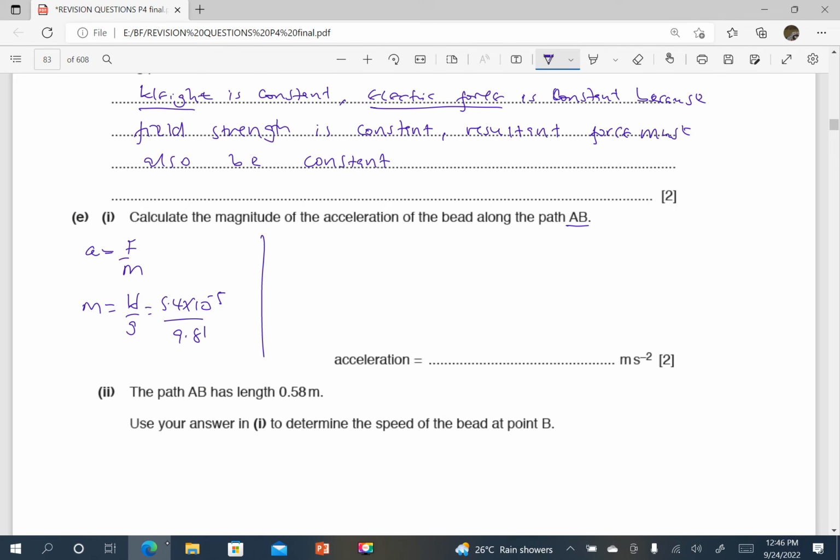So it means the acceleration is going to be F. F is 7.2 times 10 power negative 5 divided by the mass. So the 9.81 will go up, and in the denominator I will have 5.4 times 10 power negative 5. Pressing the calculator, this is giving me 13 meters per second squared.